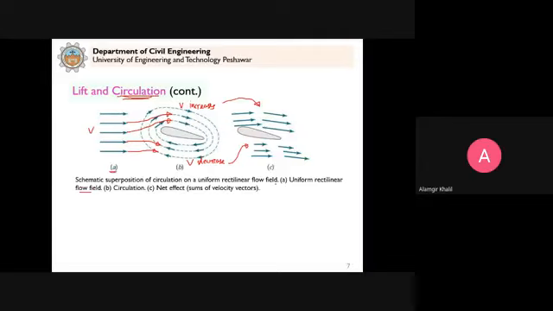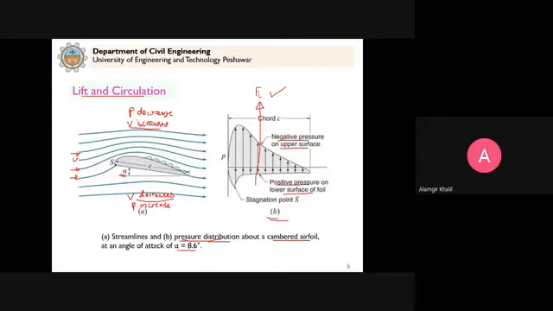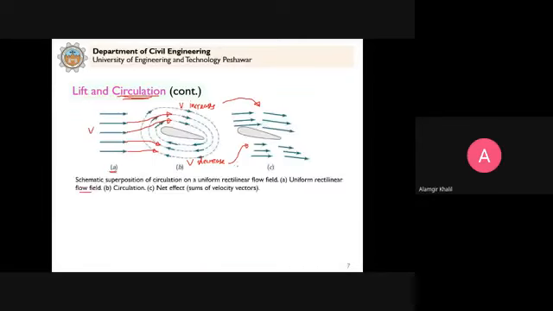So now we understand why velocity increases and decreases, and because of this increased and decreased velocity we have pressure change, and because of the pressure change we have this force which is developed on the body. Clear? So now the next question comes: from where does this circulation come?